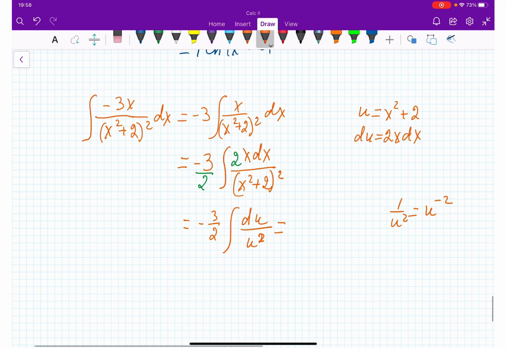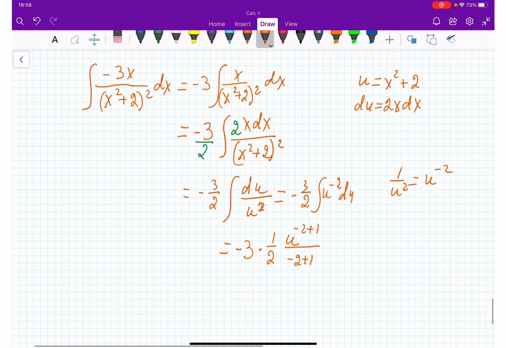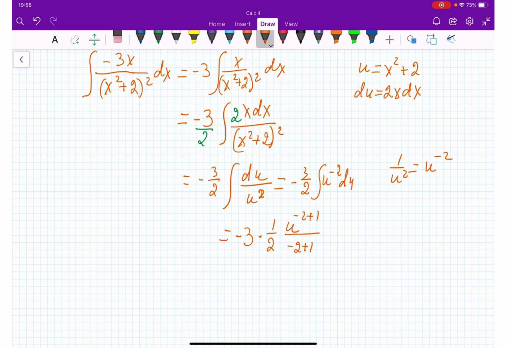And I will get negative 3 over 2 integral u to power negative 2 du. And from here, I'm going to get negative 3 times 1 over 2, and this is going to be u to power negative 2 plus 1 over negative 2 plus 1, all right?